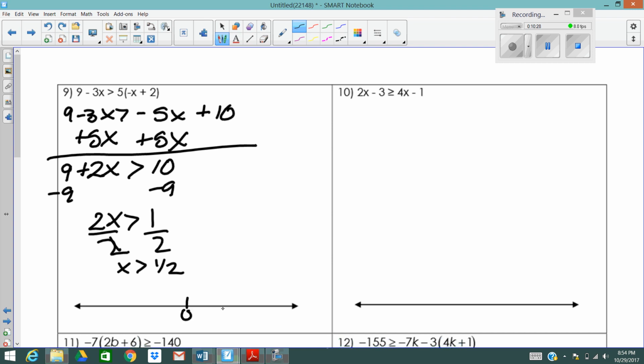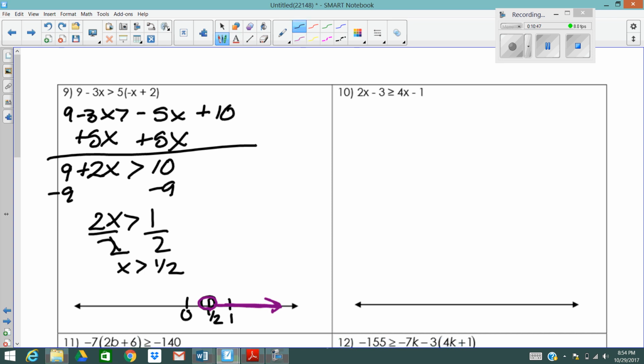So I go ahead and graph. So 1/2 is right in between 0 and 1. So I'm going to have an open circle at 1/2, and it's greater than, so arrow to the right.